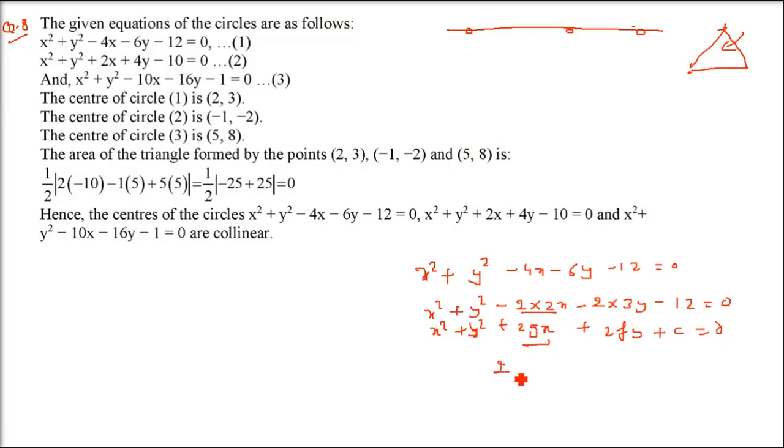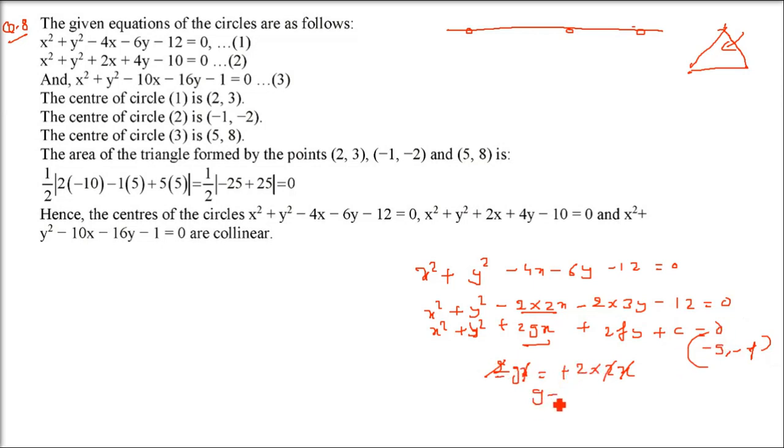If you don't know, the negative-positive problem will always be there. Just equate 2gx with minus 2 into 2x. So x gets cancelled, 2 gets cancelled, and you will see g is minus 2. But g is not the center. The center is minus g. G is not the center, minus g is the center. So you need minus g and minus f.